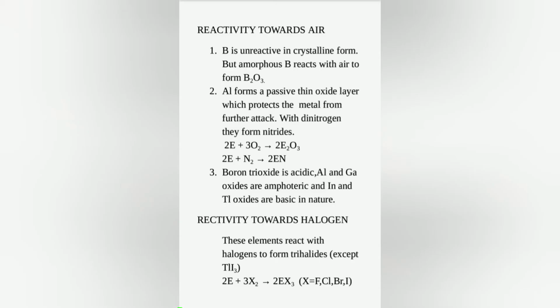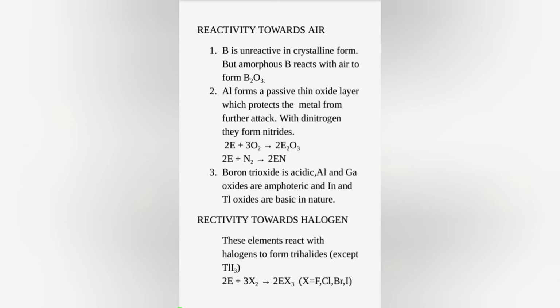Okay. Next one is reactivity towards air. Boron is unreactive in crystalline form, but in amorphous form, boron reacts with air to form the oxide of boron, that is B2O3. Aluminium forms a passive thin oxide layer which protects the metal from further attack. With dinitrogen, they form nitrides.